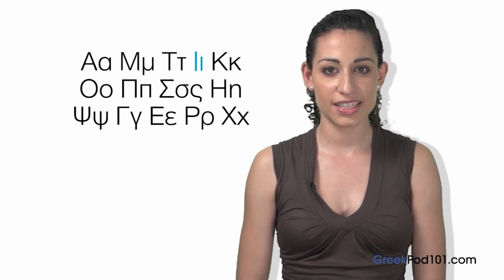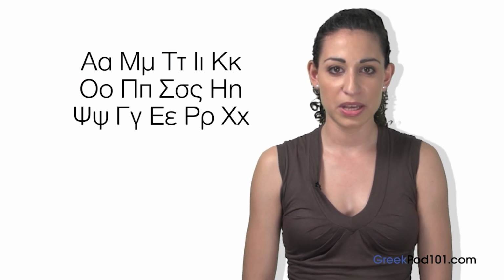Just to make sure you haven't forgotten them, let's go through all the letters you know once again. They are alpha, mu, tau, iota, kappa, omicron, pi, sigma, eta, psi, gamma, epsilon, rho, and chi. Got them all? Awesome! Now it's time for Stefania's insights.